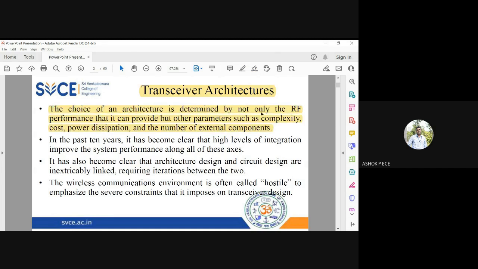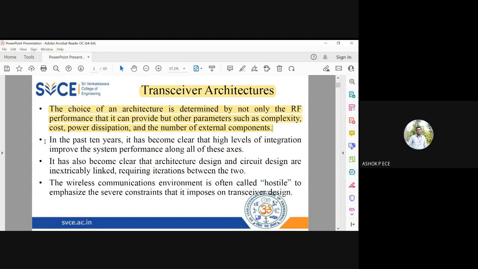So, a lot of factors will play when you think of an architecture. One is complexity, whether the circuit is easy to develop or not. One is cost, and power dissipation, very, very important because the circuit should have facility to dissipate power into the environment faster. Otherwise, the device will blow away, right? And how many external components you are going to connect. So you should minimize the number of external components. The complexity should be less, cost should be minimum, power dissipation should be minimum, and the number of external components you are going to use should also be minimum.